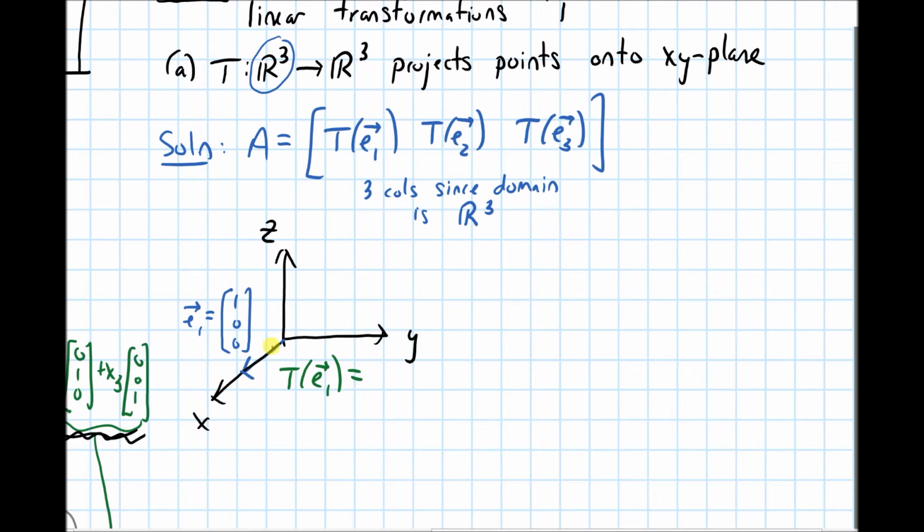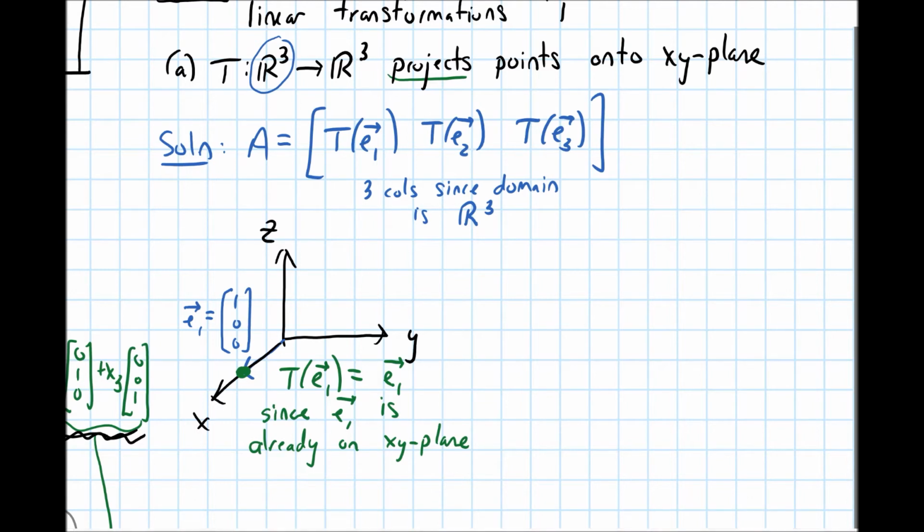In other words, what happens to this blue vector if I take the endpoint right here and project that onto the xy plane? Well, this vector is already on the xy plane. So when I project it, nothing happens to it. It's just going to be the same thing. So T of E1 actually just equals itself. Okay, so that's kind of nice. So let's just write down the reason why. It's because E1 is already on the xy plane. So when we project it, it doesn't move at all.